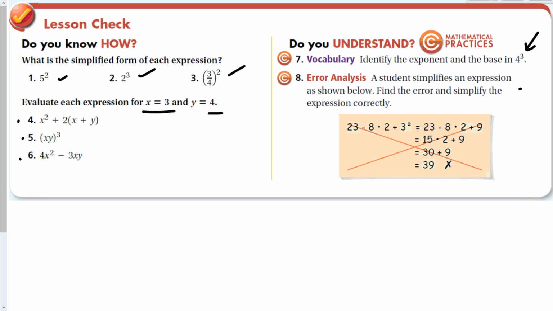And for error analysis, a student simplifies an expression shown below. Find the error and simplify the expression correctly. Where was the error? What did the student do? If we look at this problem, we can see that he subtracted those two to get 15 before multiplying by the 2. You should multiply the 8 and the 2 together. He correctly did the exponent first, but the next step should have been multiplication. Again, that was 1-2, order of operations and evaluating expressions.